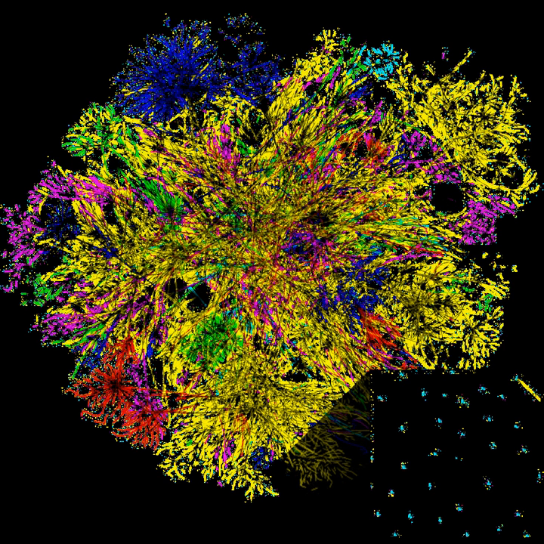WiMAX offers a metropolitan area network with a signal radius of about 50 kilometers (30 miles), far surpassing the 30-meter (100 foot) wireless range of a conventional Wi-Fi local area network (LAN). WiMAX signals also penetrate building walls much more effectively than Wi-Fi.